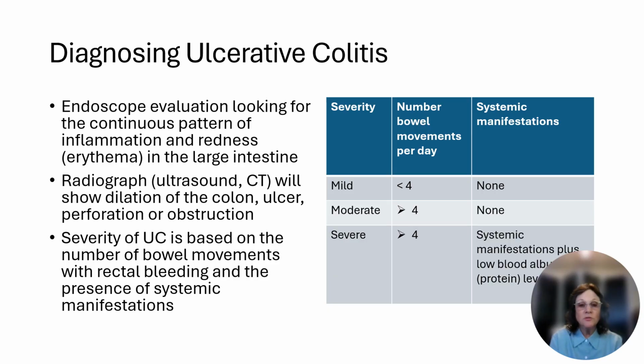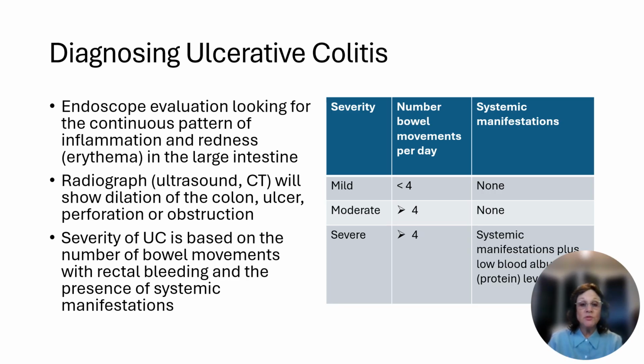In diagnosing ulcerative colitis, we use that endoscope. We're looking for that continuous pattern of inflammation and redness or erythema in the large intestine. We can use radiographs like ultrasound and CT scans, and that will show that the colon is dilated, or it'll show if there's an ulcer that's perforating or if there's any kind of obstruction that's going on.